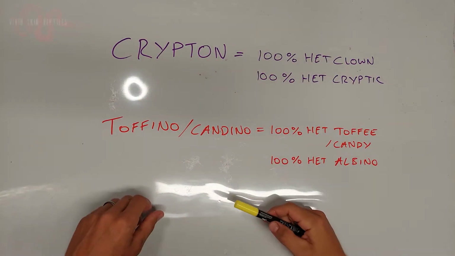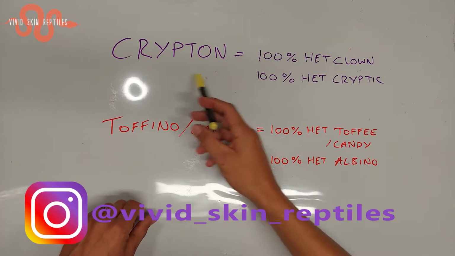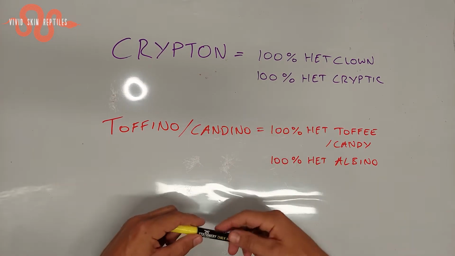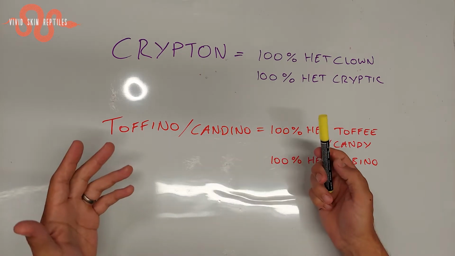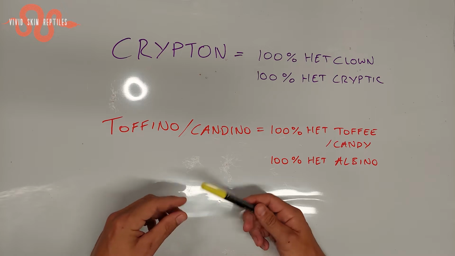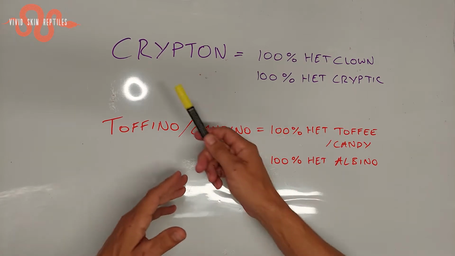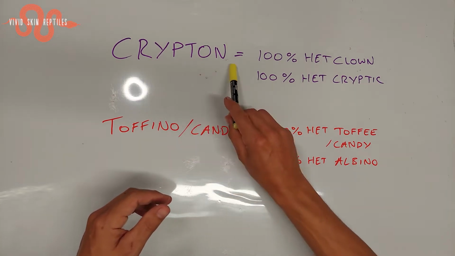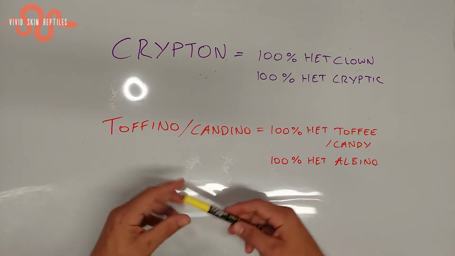Hi guys, I thought I'd do a video on kryptons. I'm going to show a krypton and the results of a krypton pairing that I did this year. I paired a krypton to a clown, which is how I like to use kryptons. I like to basically just make kryptons, so we're not talking about cryptics.